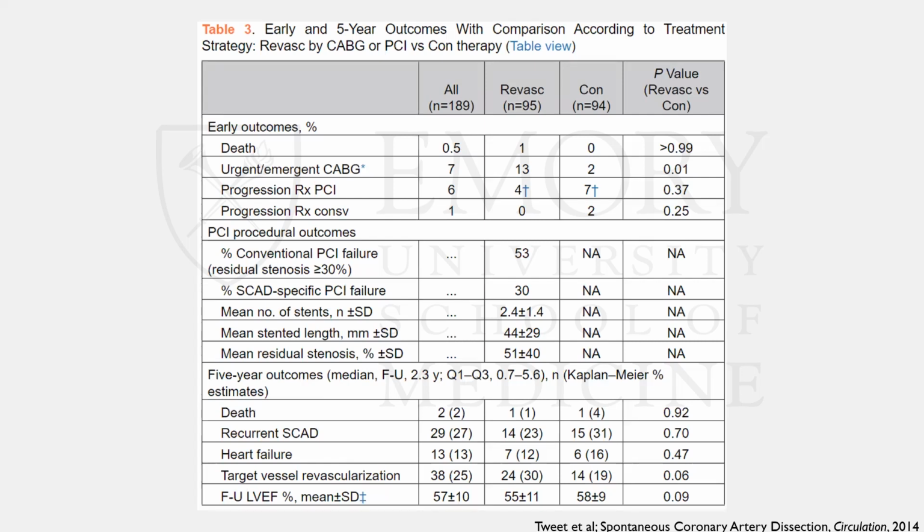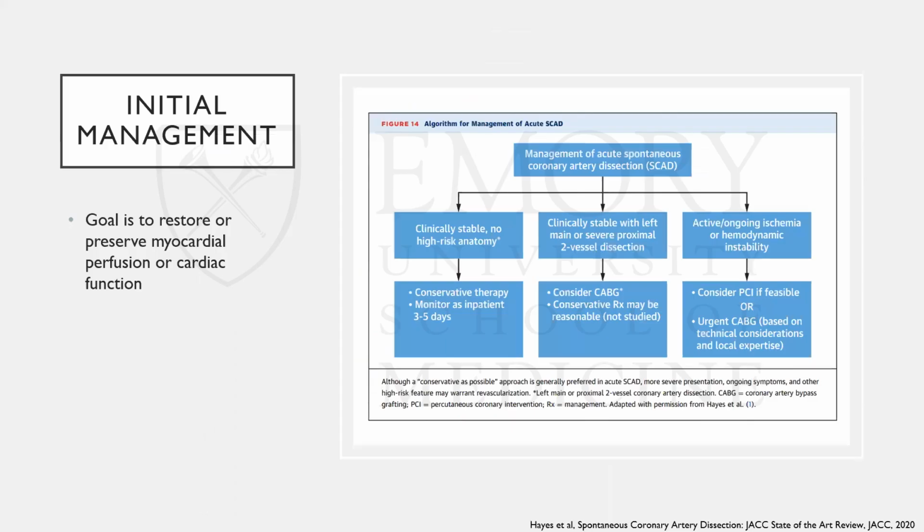And there were no differences in 5-year outcomes in regards to death, recurrent SCAD, heart failure, target vessel revascularization, or follow-up left ventricular ejection fraction. So overall, what does that mean when we have a patient who presents with SCAD? How should we manage them? I think the take-home point is the goal is to restore or preserve myocardial perfusion or cardiac function.